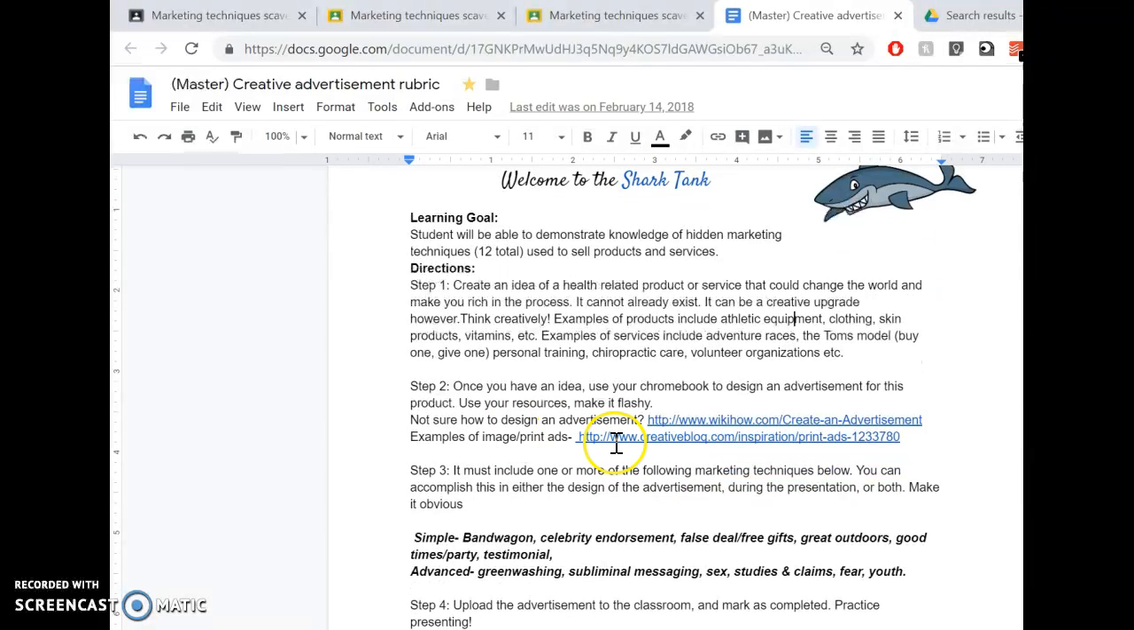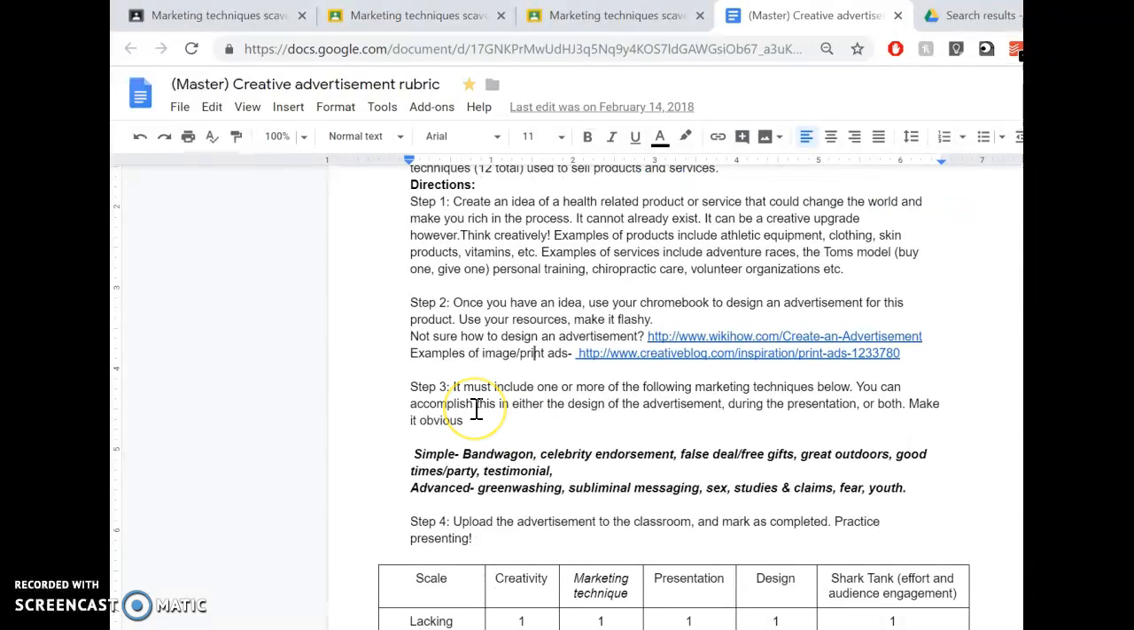Okay, so if you're not sure how to design an ad, I've linked a few things here. I've given a couple examples. Obviously, they're not going to look as professional as the ones you see because those are professional ones, but you get the idea. Okay, the key point to this project is that it has to include marketing techniques.